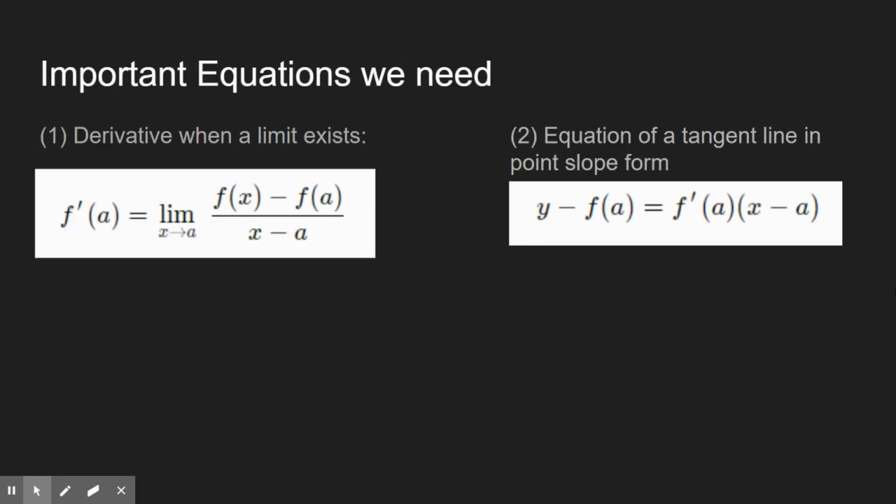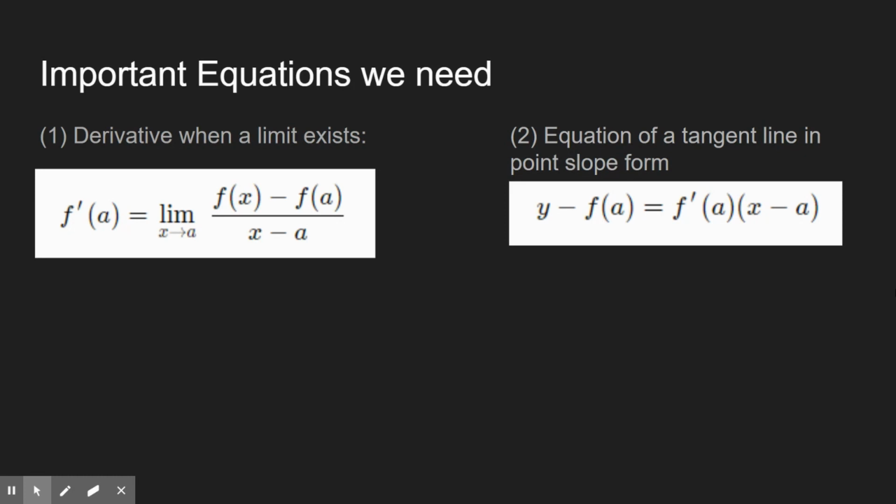So there are a couple of equations that we're going to need. Make sure you write both of these down. The first equation we're going to call equation 1. That is how to find a derivative when a limit exists. We have the equation f prime of a is equal to the limit of f of x minus f of a over x minus a when x approaches a.